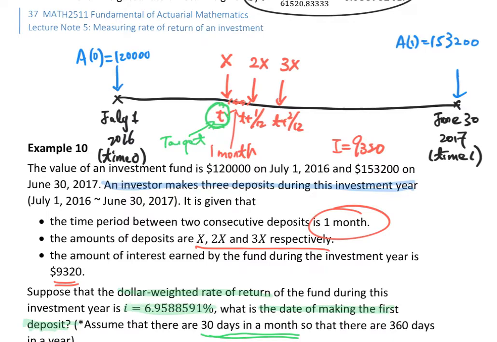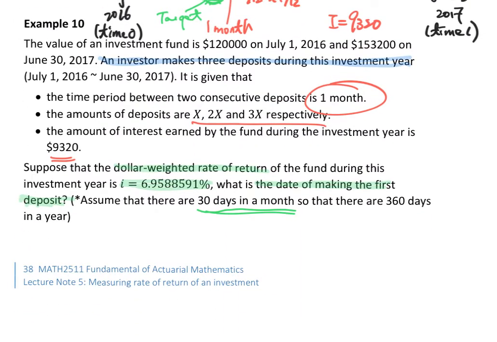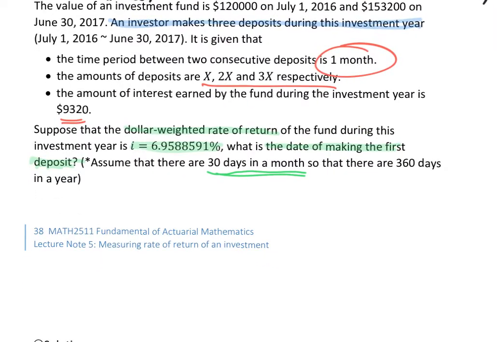In order to get this target, definitely you have to set up the equation for this t first. One condition that you can use is the dollar weighted rate of return. Remember the dollar weighted rate of return is 6.9586591%. So let us use that to set up the equation.